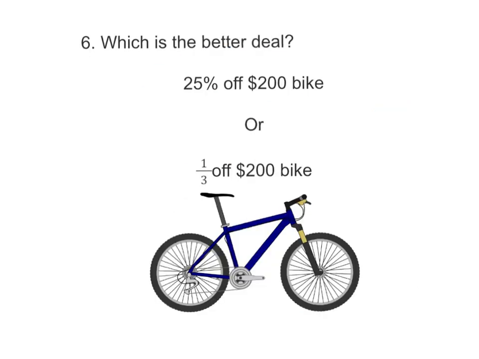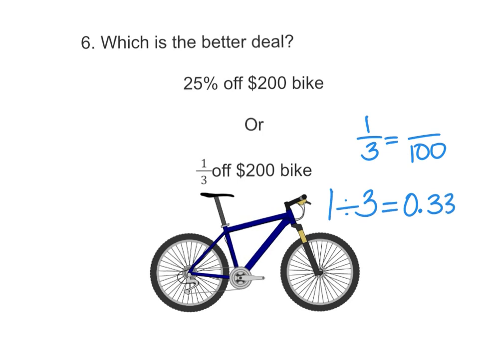Which is the better deal? 25% off a $200 bike or 1/3 off of a $200 bike. So in this one, it's not easy to go from 1/3 to hundredths. So this might be one where you're going to use your calculator and do the division. 1 divided by 3. If you do that on your calculator, you're going to notice you get 3 repeating. So it's a bunch of 3s, and they will continue to repeat.